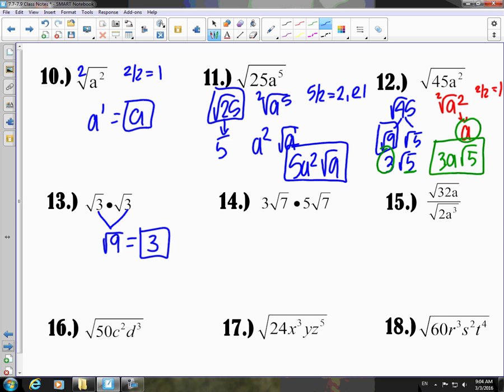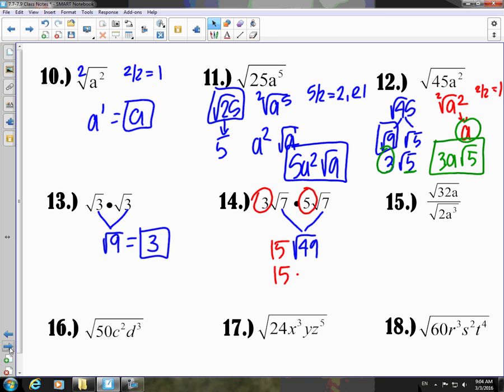So 14, I can take those 7s, like I did in number 13, and put them together as the square root of 49. But the numbers that were outside also get multiplied, so our coefficients of 3 and 5 get multiplied into 15. So now I have 15 times the square root of 49, which is 7. So if I multiply those together, I get 105.